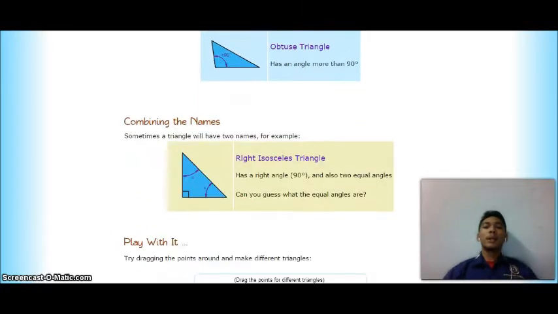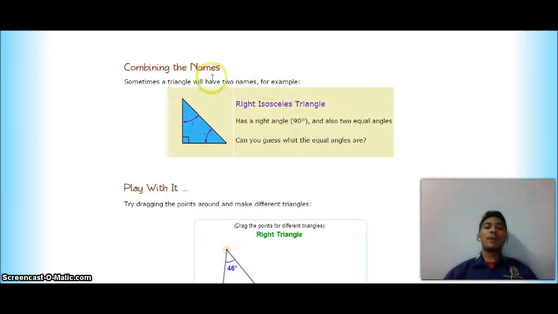So, we can combine the names of the triangle. Sometimes a triangle will have two names. For example, right isosceles triangle. This means that this triangle has a right angle, this is the right angle, and also two equal angles, which are 45 and 45. So you can put the name right isosceles triangle for this triangle.